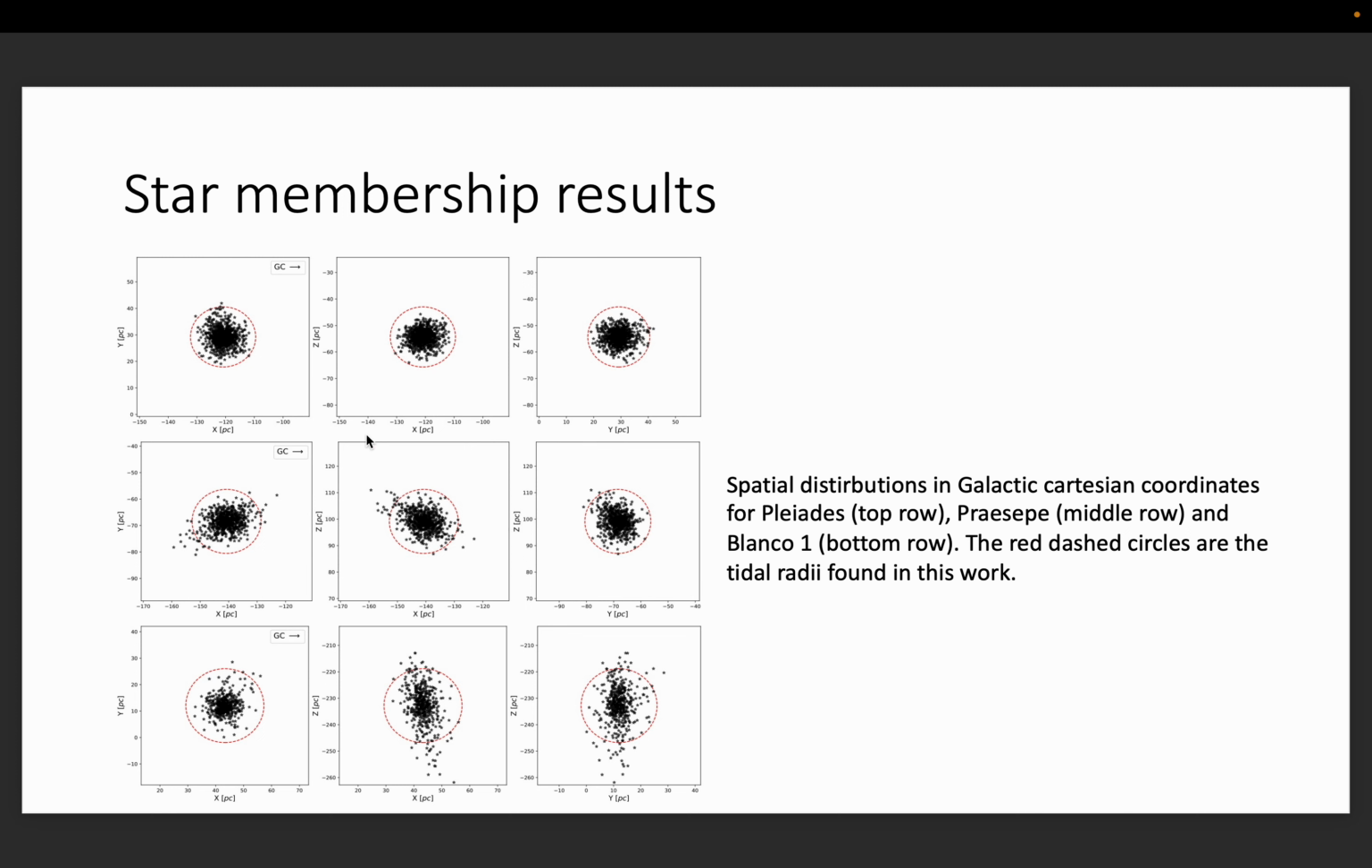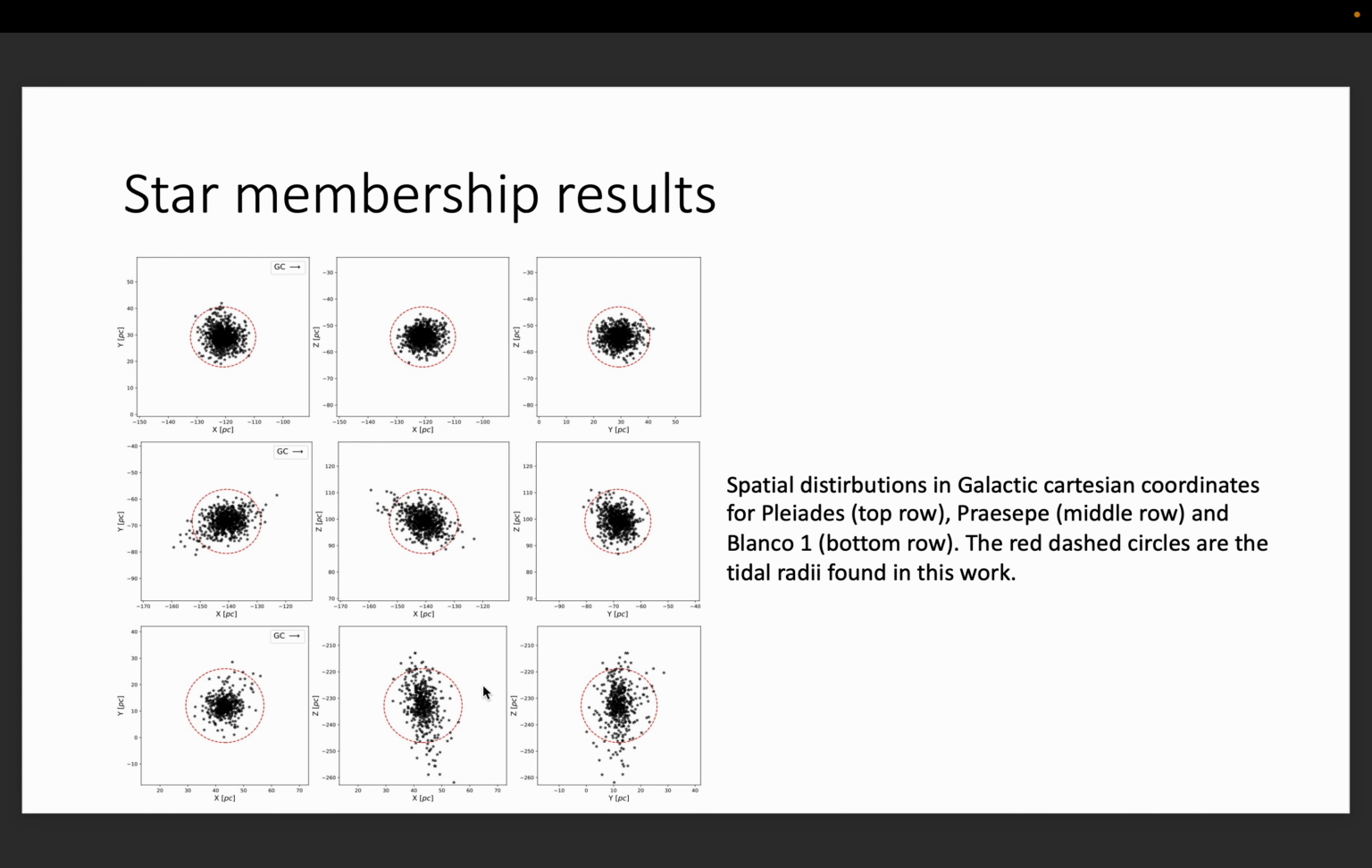So we see that in the case of the Pleiades, the stars are more concentrated inside the tidal radius. The Praesepe has few stars at the outskirts of the cluster beyond the tidal radius, and Blanco 1, which is a cluster at high latitude, has a particular behavior because it tends to have an elongated shape.